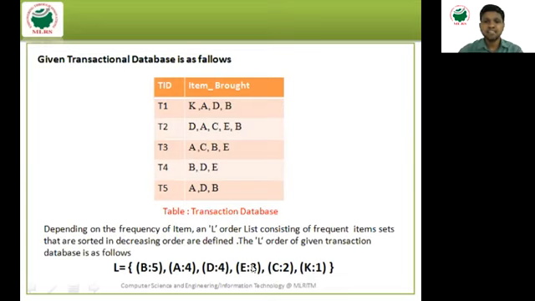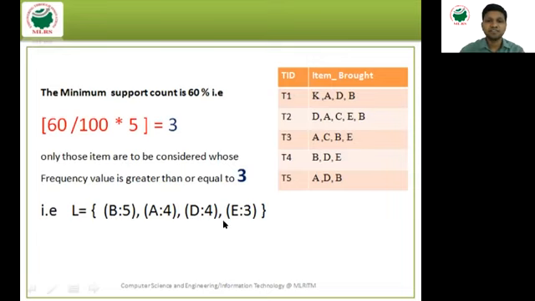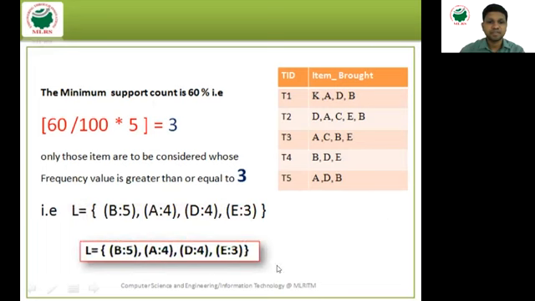E is 3, which is greater than or equal to 3, so you can consider the value E equal to 3. That's the reason B5, A4, D4, E3 I kept as it is. Now see, B5, A4, D4, E3. This is the way we find the L order list, that too in decreasing order only.